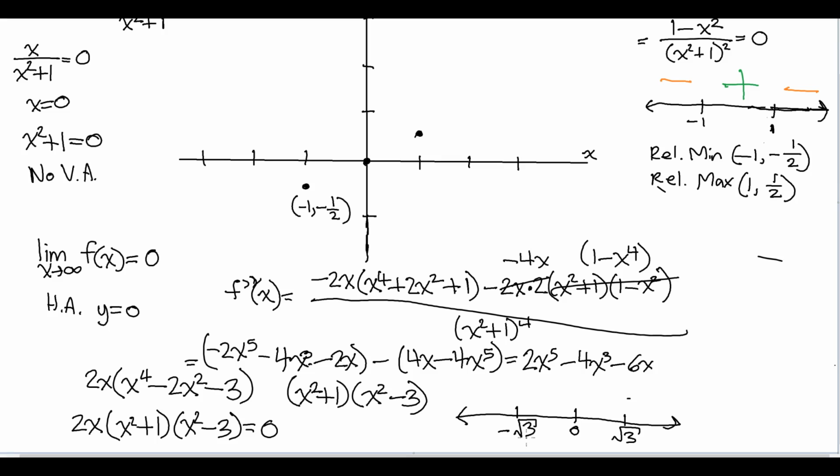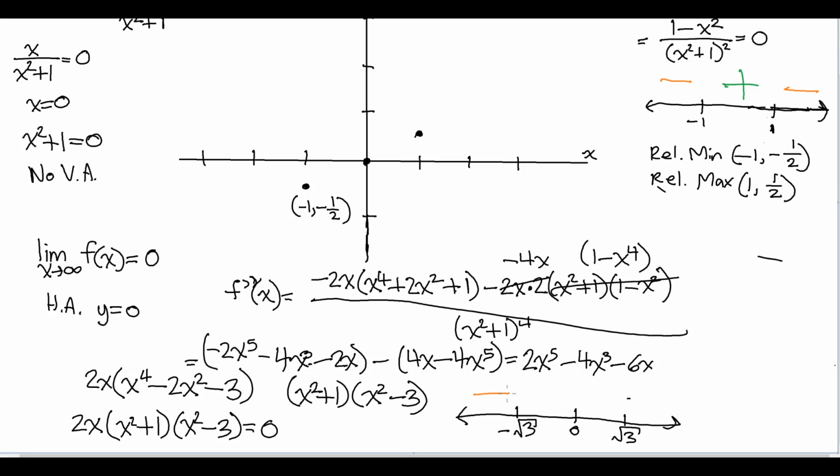So, well, root 3 is about 1.732. So let's just check negative 2 first, okay? So negative 2, that'll make it negative, positive, and negative 2 squared is 4 minus 3 is 1. So we have negative, positive, positive. That will make it negative. So it should be concave down, okay?